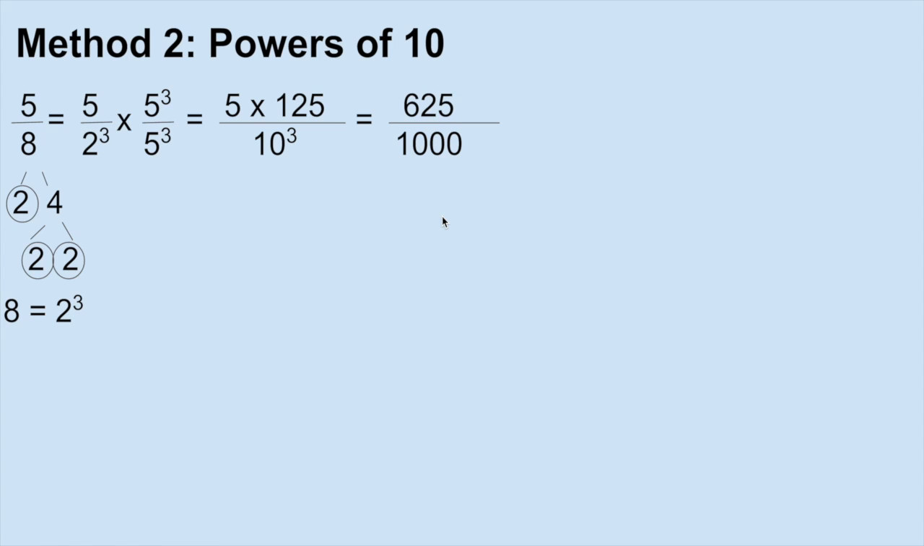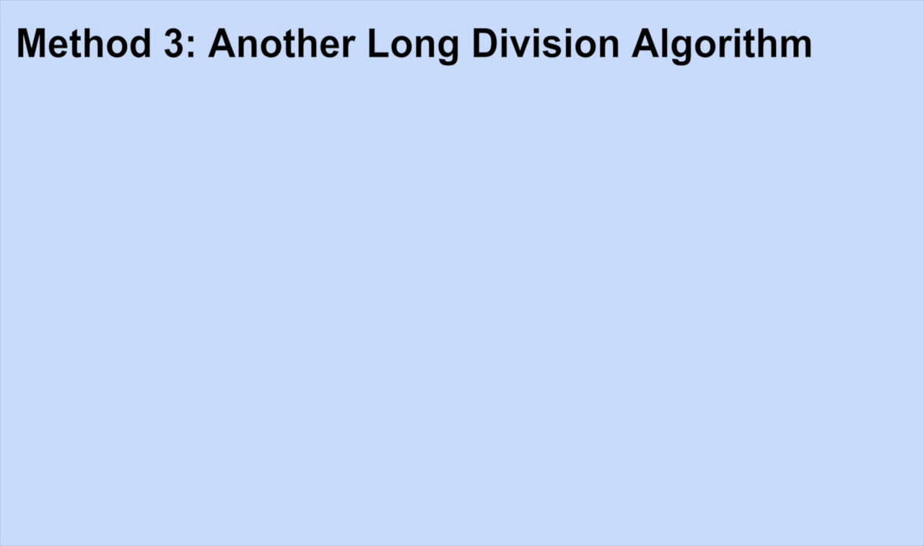So this fraction is read as 625 thousandths, which is very similar. In fact, it's the same way that we read it as a decimal. So that actually tells you your answer. And it is 0.625 or 625 thousandths. The third method is another long division algorithm. So the first method was a very standard algorithm that most people know, and this is a little different.